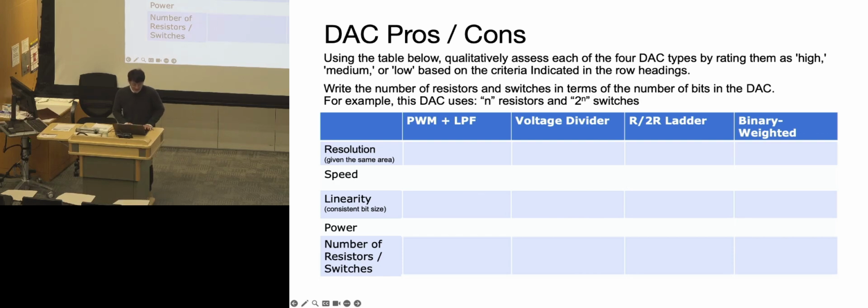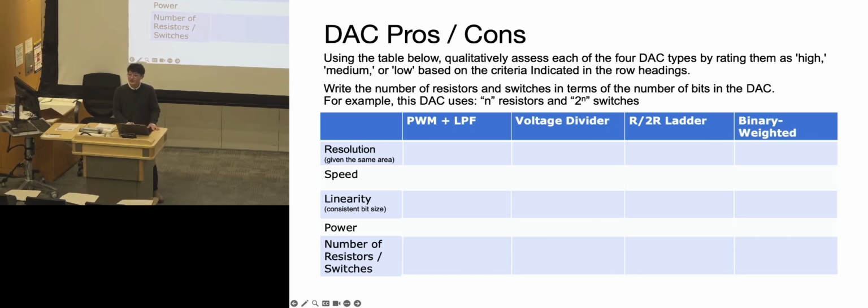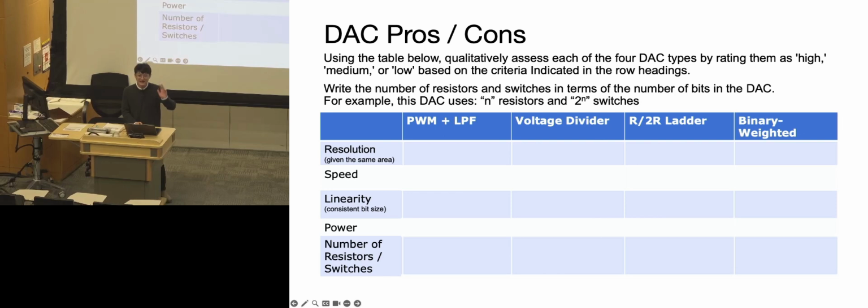How are we doing on the resolution, given the same amount of space or area you have on chip or on whatever design platform? Any thoughts? Any answers you want to share? Yeah. For the PWM, it is the highest. And then which one would be the second highest? Either the R2R or the binary weighted.